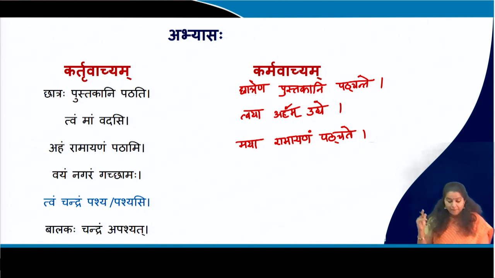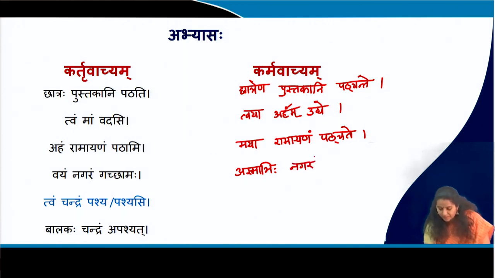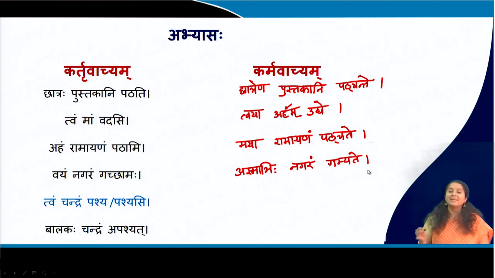Uttamam. Next. Vayam Nagaram Gachhamaha. Kim Bhavishyati? Tritya Karotu. Uttamam. Asmabhihi Nagaram. Ataha Samanam Tishtati Yataha Tad Napunsakalinga Padamasi. So Dvitiya Vibhakti, Prathama Vibhakti Samanam Tishtati. And then it will be Gachhamaha, Gamyate. Astu. So Asmabhi Nagaram Gamyate. So it literally means that the town is gone by us.